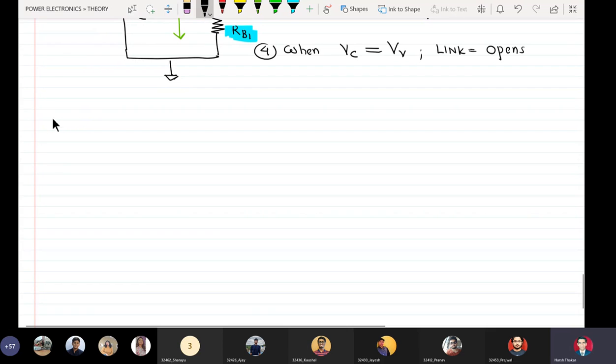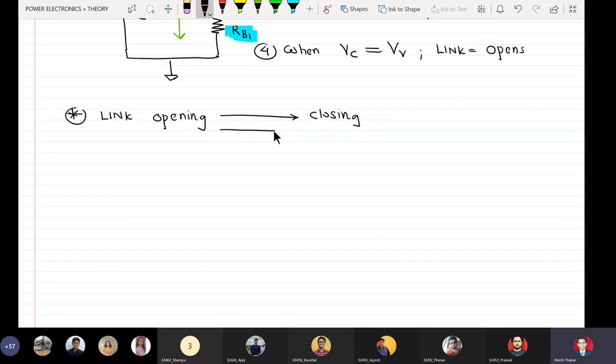So we can conclude here that the link going from opening to closing and closing to opening leads to the capacitor charging from the valley voltage to the peak point voltage and from the peak point voltage to the valley point voltage. This is what happens continuously.